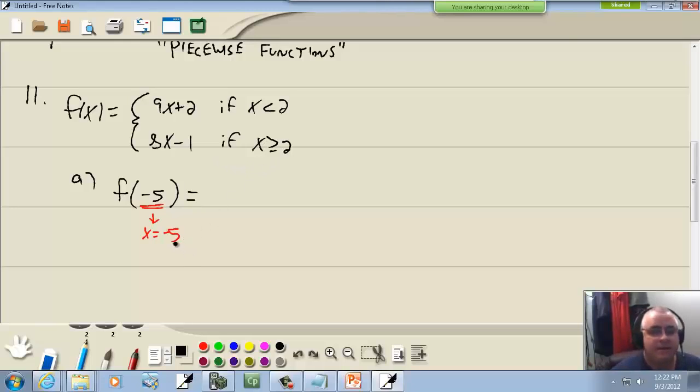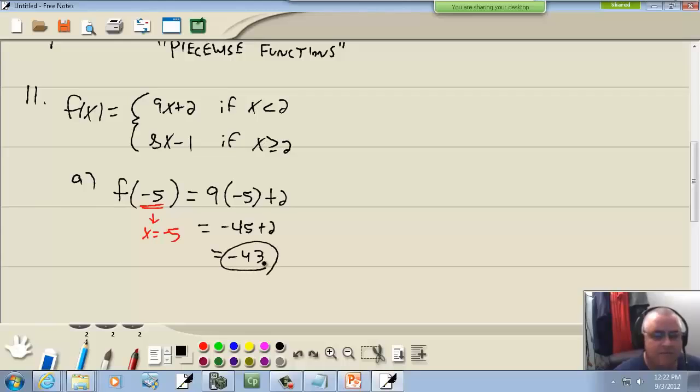Well, if I come down here, I got negative 5. You look first at your conditions over here, and you see where does that fall? Is negative 5 less than 2, or is negative 5 greater than or equal to 2? Well, it's less than 2. So I'm going to plug it into this first piece. So I'll take 9 times negative 5 plus 2. That gives us 9 times negative 5 is negative 45 plus 2, which gives us negative 43.